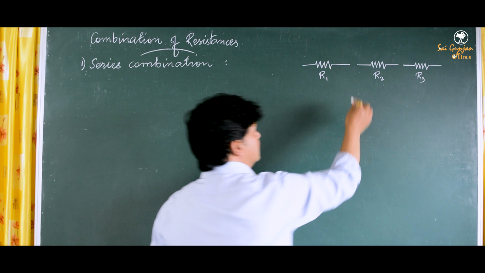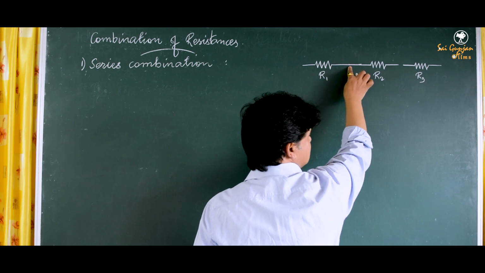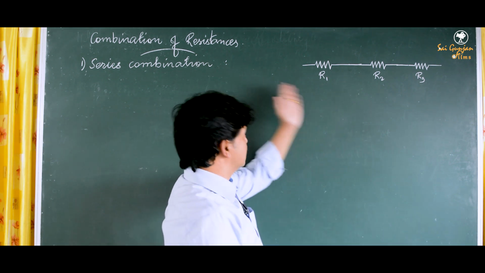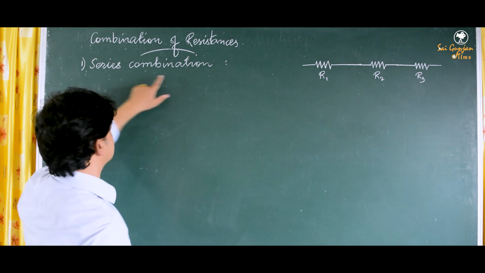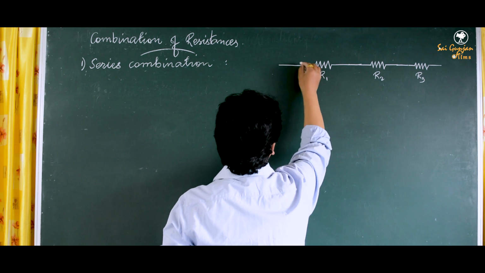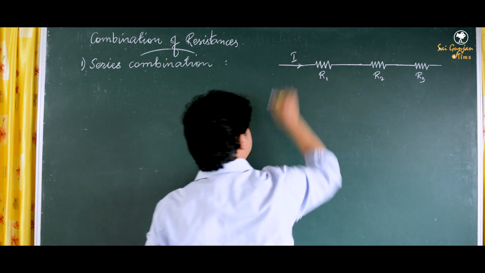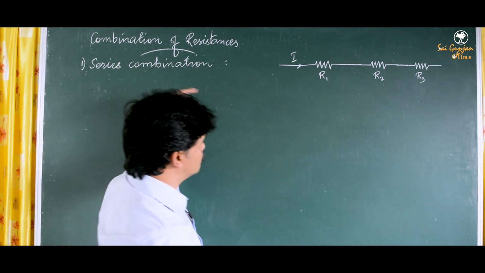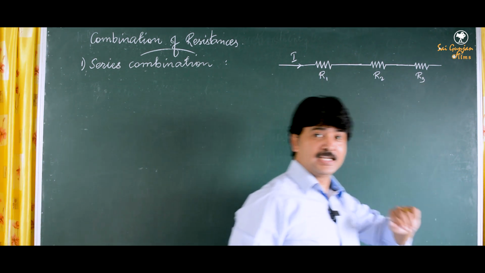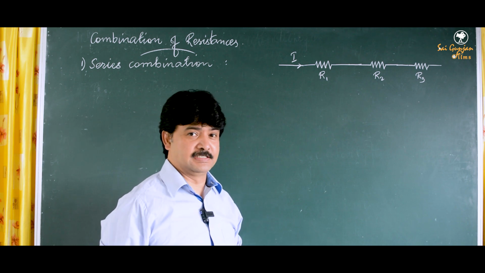But if we combine them end to end, like the left of this is connected to the right of this, similarly, if we connect the resistances in an end to end fashion, this kind of combination is known as series combination. Let's say the whole combination is connected to a source of current, and because of that, current I is flowing through the three resistances. Since these three resistances are in series, the same current will pass through each of the resistances.